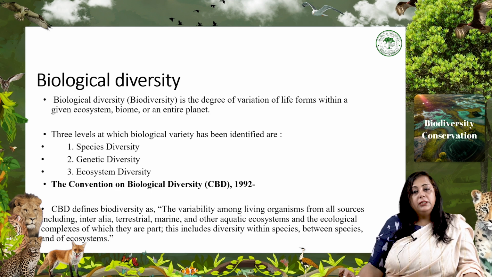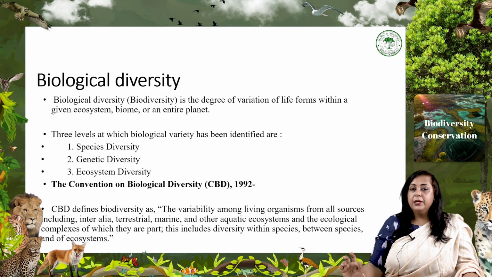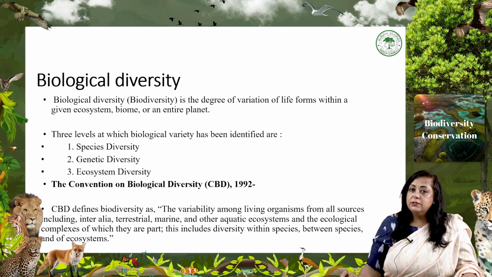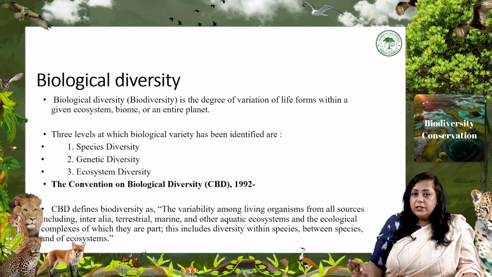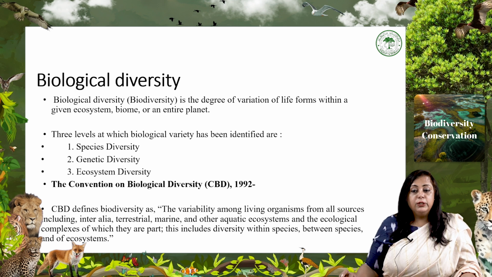Biological diversity is the degree of variation of life forms within a given ecosystem, biome or an entire planet. Three levels at which biological diversity has been identified are species diversity, genetic diversity and ecosystem diversity. The Convention on Biological Diversity, CBD 1992, defines biodiversity as the variability among living organisms from all sources including, inter alia, terrestrial, marine and other aquatic ecosystems and the ecological complexes of which they are part. This includes diversity within species, between species and of ecosystems.